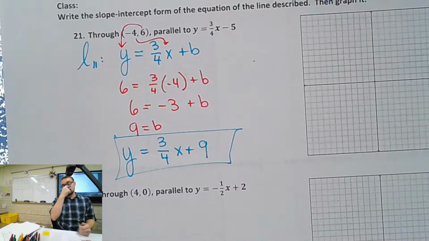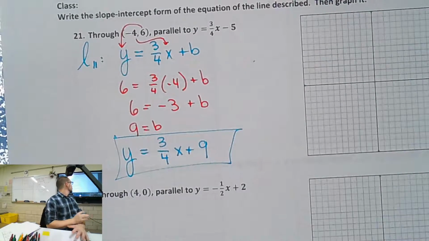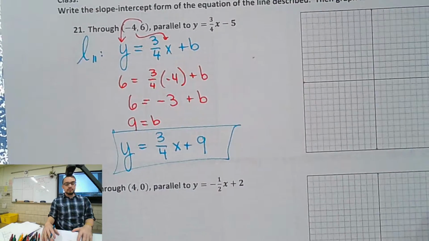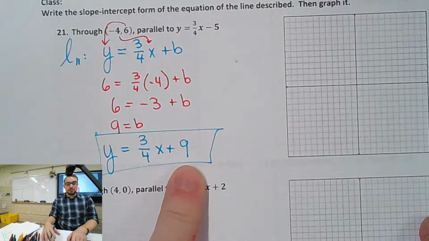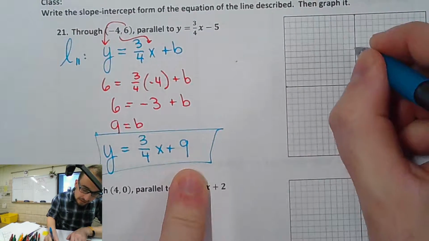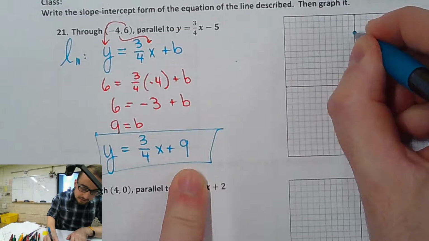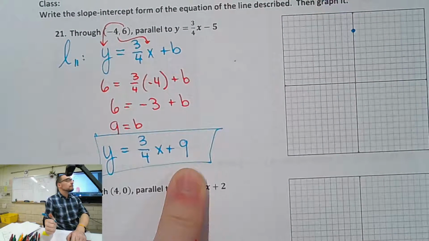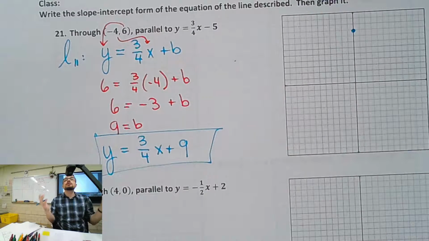Now we're going to graph that. It's in slope-intercept form. So the intercept's right there. That's one free point, right? 1, 2, 3, 4, 5, 6, 7, 8, 9. So we have an intercept at 9. And we just need 2 points to make the line, right?